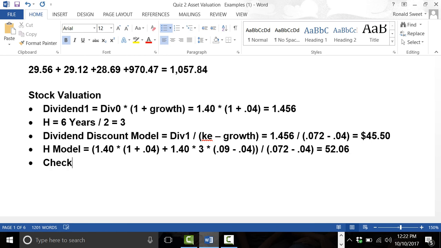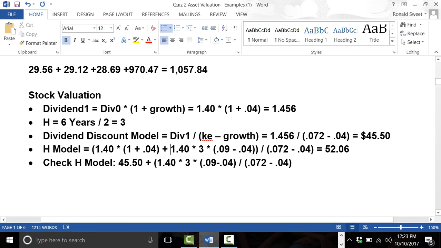You can actually check the H model, because the H model should get you the dividend discount model value, 45.50, plus 1.40 times 3 times 0.09 minus 0.04 divided by 0.072 minus 0.04. You'll notice right here that's that whole section we added to the H model. So it should be the dividend discount model value 45.50 plus what we just added here, and when you do that you should get 52.06 if you want to double check the work.